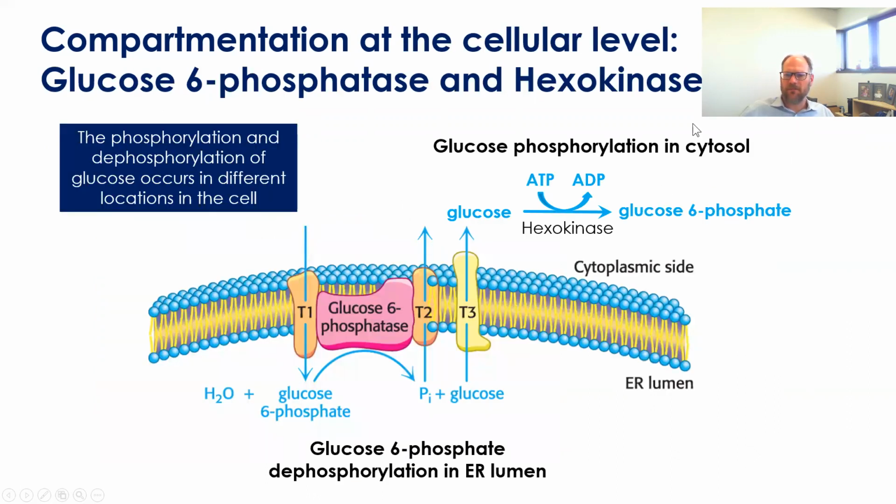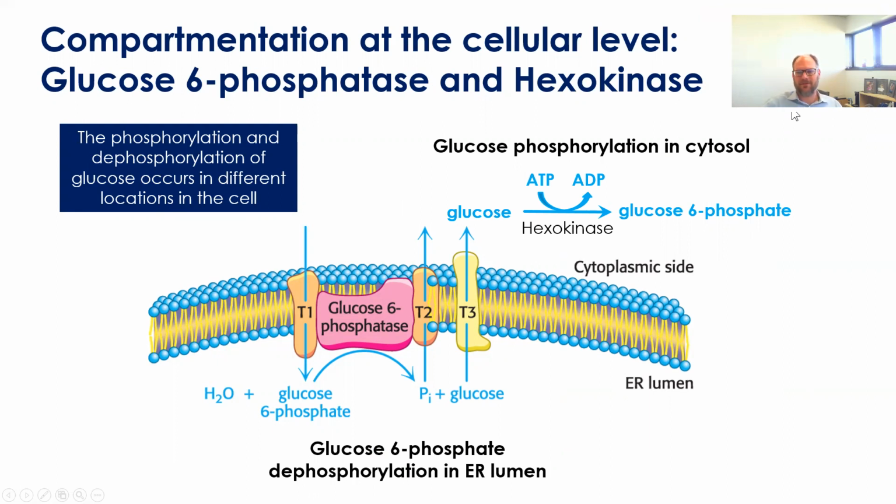So there's also compartmentalization that occurs within the cell. One example that we talked about before was a difference between reactions occurring in the mitochondria and the cytosol, but there's also a separation of things between the cytosol and the endoplasmic reticulum. One example of that is the breakdown of glucose 6-phosphate into glucose.